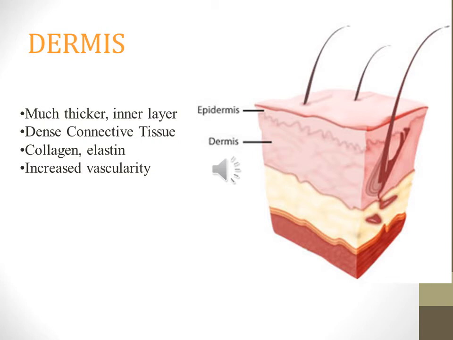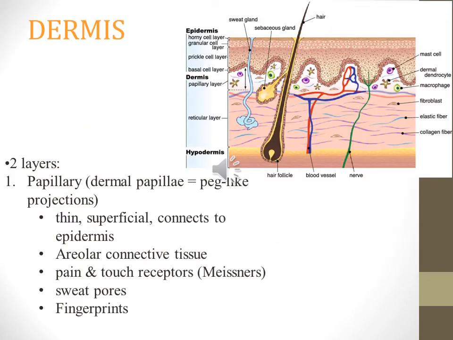So the dermis is our, quote, hide. It's an inner layer. It's much thicker than the epidermis. You see an increased presence of collagen and elastic fibers. We have an increase in vascularity, so blood supply. And then we also contain our nerves, our glands, and our hair follicles here in the two different layers of the dermis. So the more superficial of the two layers of the dermis is our papillary layer.